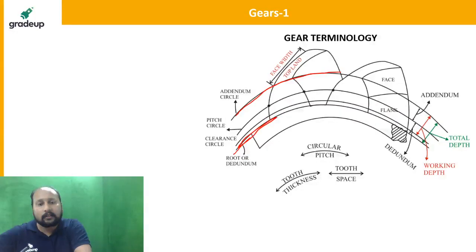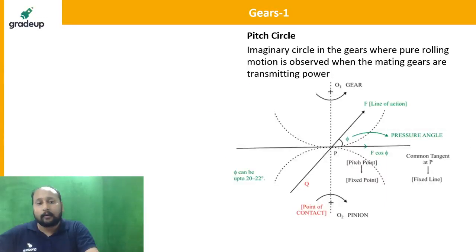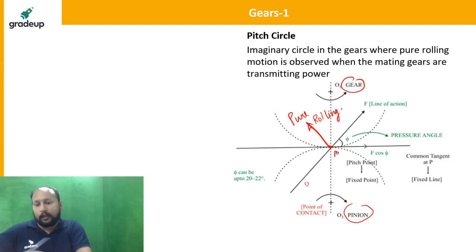Now, what is this pitch circle? Pitch circle is basically an imaginary circle. Let us suppose we are having a gear 1 and a pinion 2. At the point of contact of the imaginary circles, let us take this point P, we'll be having a pure rolling condition or criteria. It's an imaginary circle in the gears where pure rolling motion is observed when rotating gears are transmitting power.